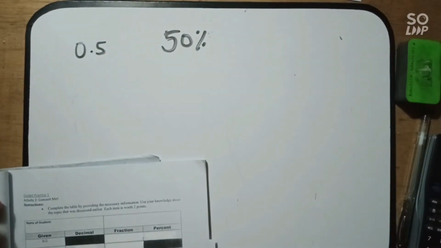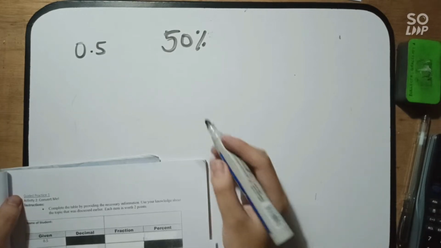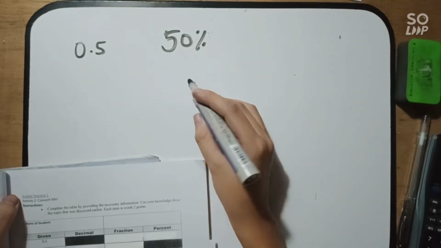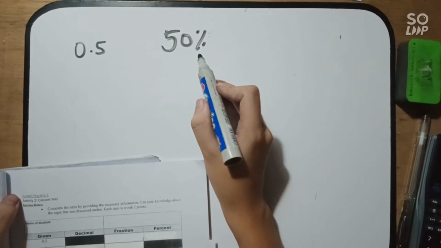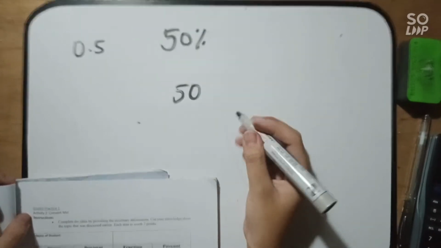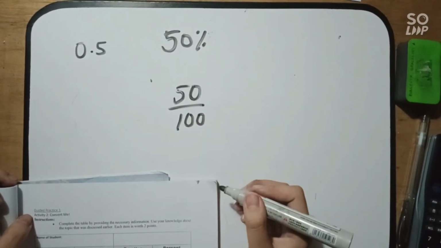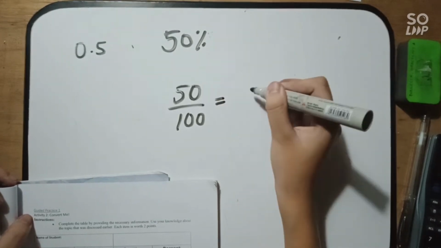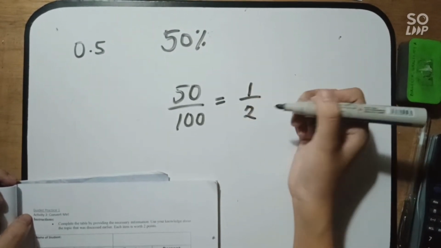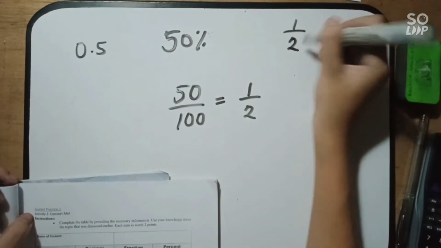Now, for converting percent to fraction, we simply remove the percent sign. In removing the percent sign, it will become 50, and then place 100 in the denominator. So 50/100, reduce it to lowest terms, which will become 1/2. Therefore, the fraction form of 0.5 is 1/2.